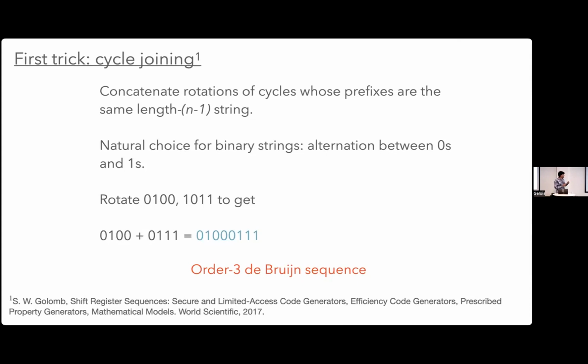And we get 0, 1, 0, 0, and 0, 1, 1, 1. Concatenate, we get 0, 1, 0, 0, 0, 1, 1, 1. That is an order 3 de Bruijn sequence.